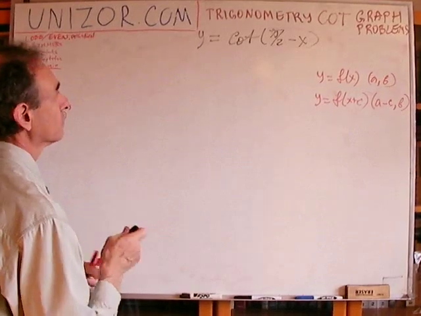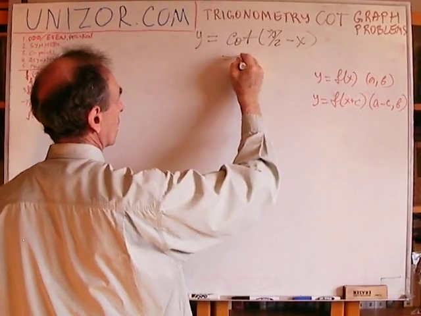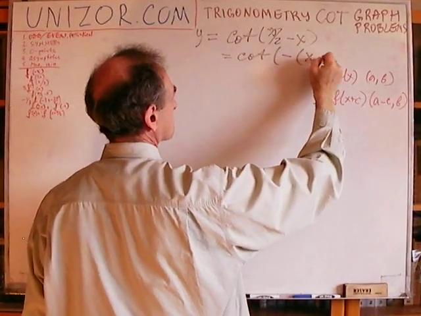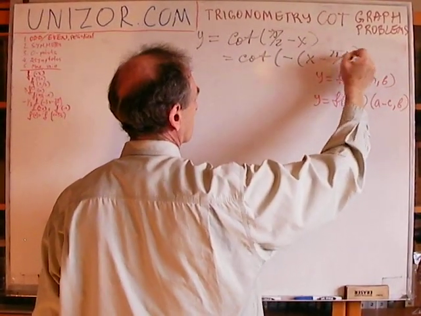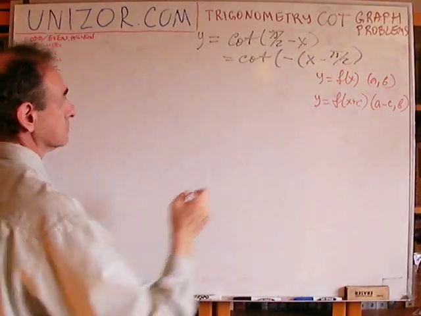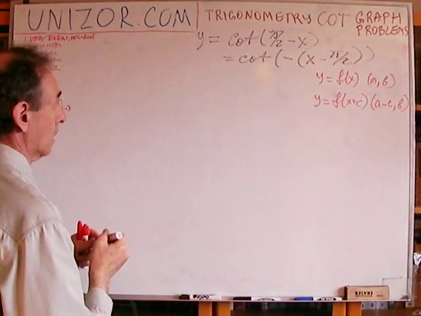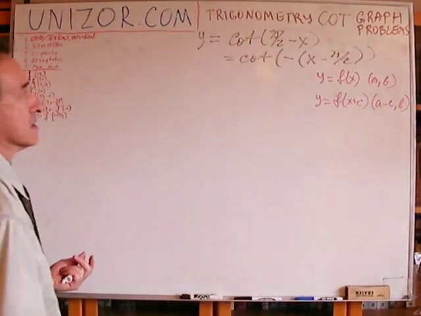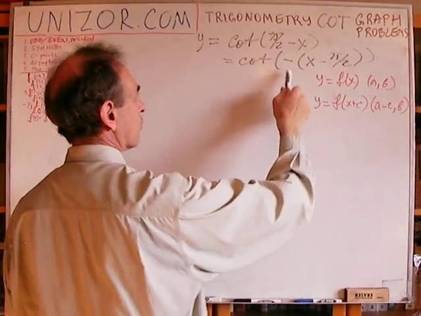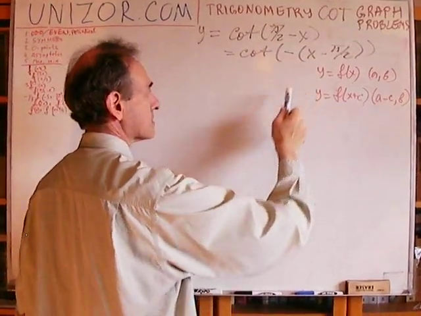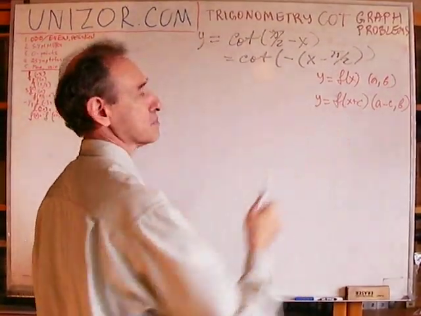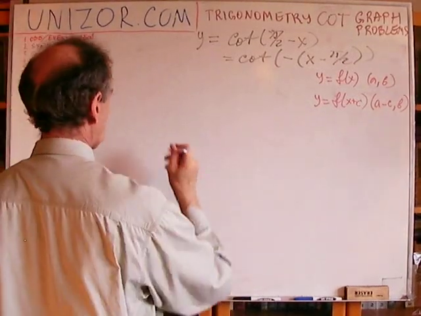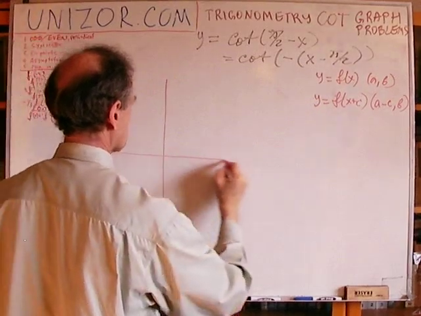So I will convert this into cotangent of minus x minus pi over 2. Minus x, minus and minus would be plus. So that's the same thing. So if I start from cotangent of minus x, then I can use this particular principle. So let me start from the cotangent of minus x, and we already know what that actually is.